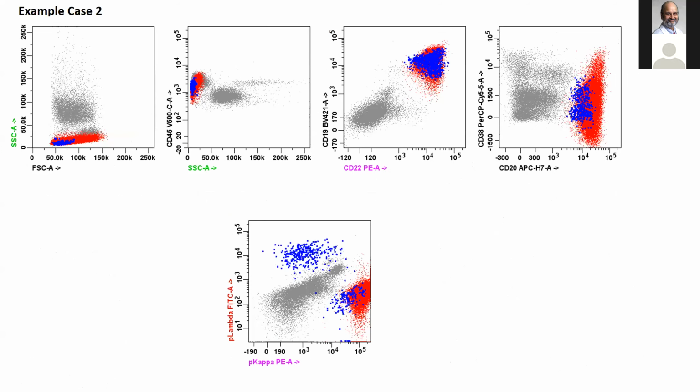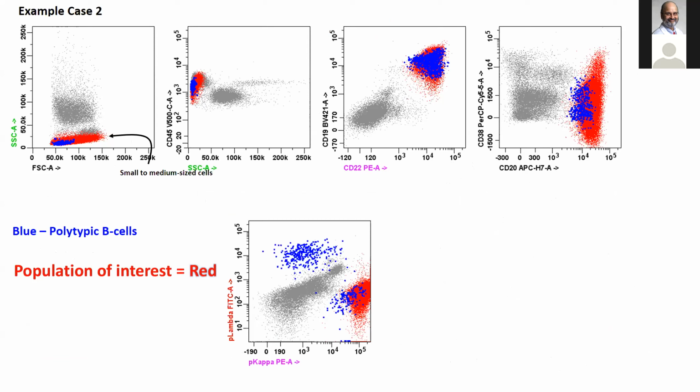Okay, so we're going to look at another case example. Here, the polytypic B cells are painted blue, and the population of interest is red. Again, our forward light scatter shows us these are small to medium-sized cells this time. So you can see that you got small cells sitting behind the polytypic B cells, but then you've got these cells with moderate forward light scatter that should be medium-sized cells. They have low cytoplasmic complexity again.